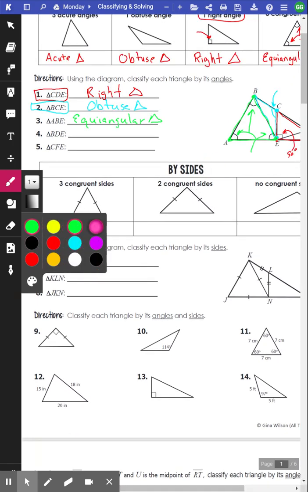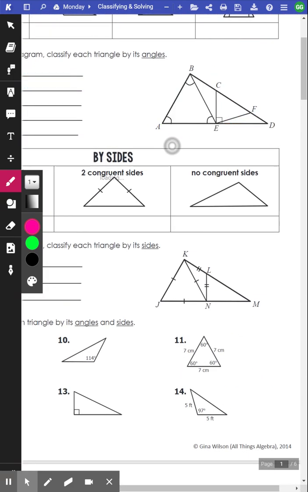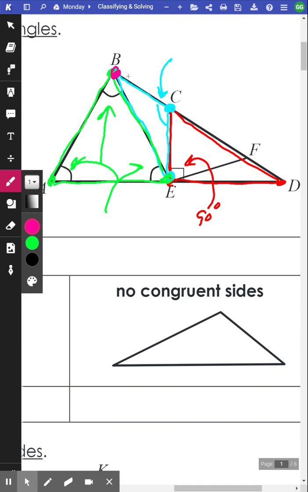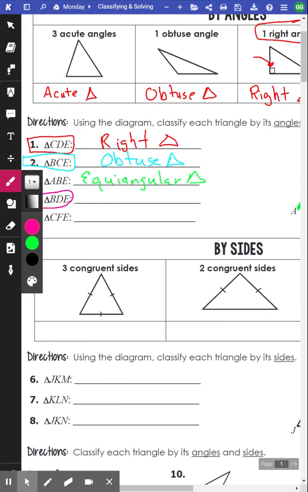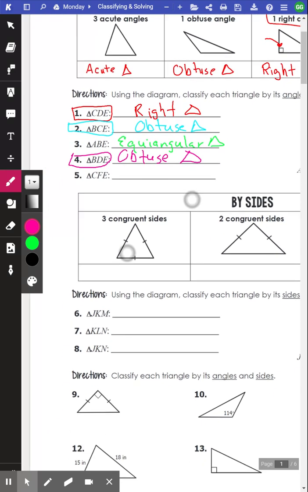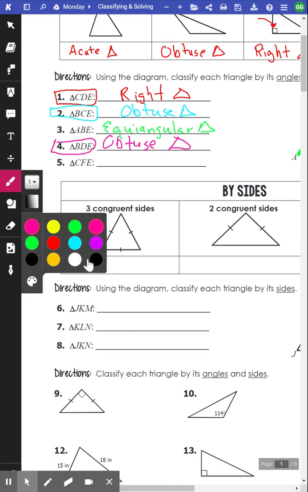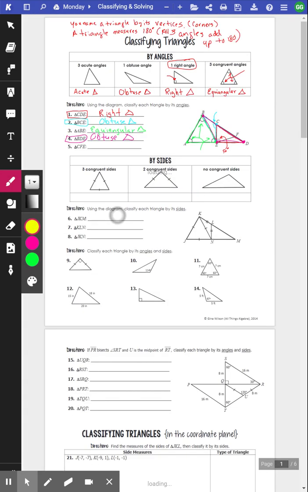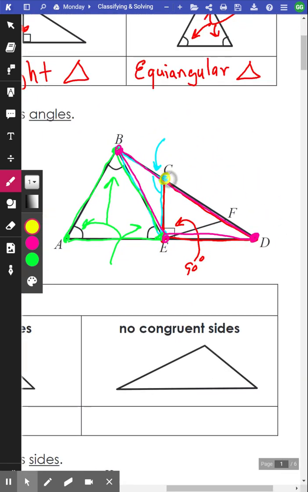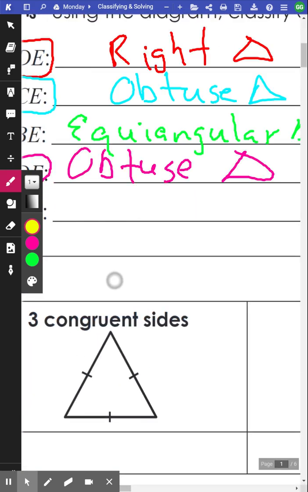Go to B, D, E. Here we have B, D, E. We have an obtuse angle in there, so it is obtuse. It doesn't matter if the other ones are acute. As long as it has one obtuse angle, it is obtuse. Last one, we have CFE. That has all acute angles. So I'm going to call this guy an acute triangle.